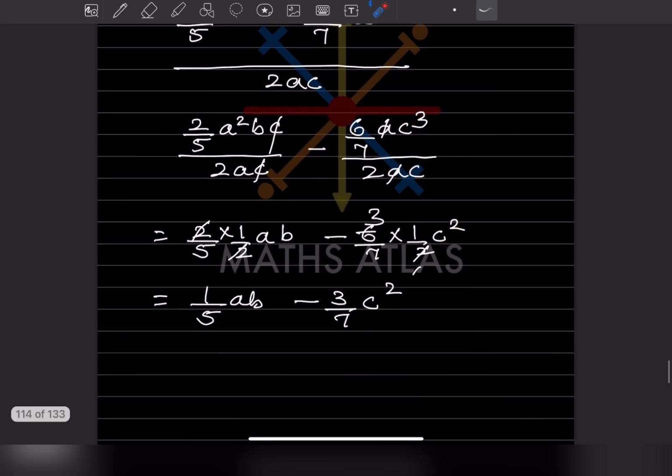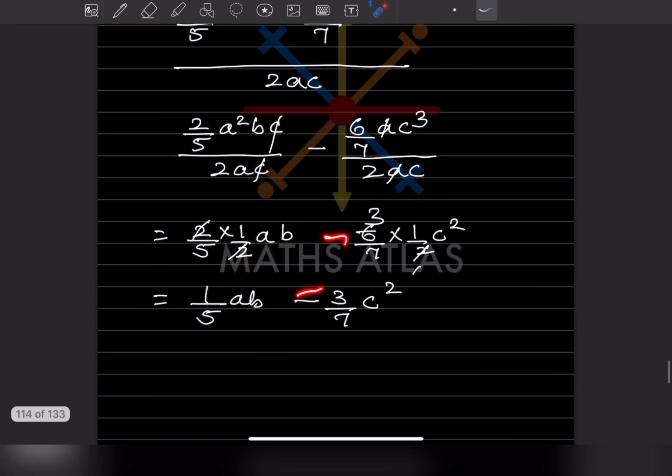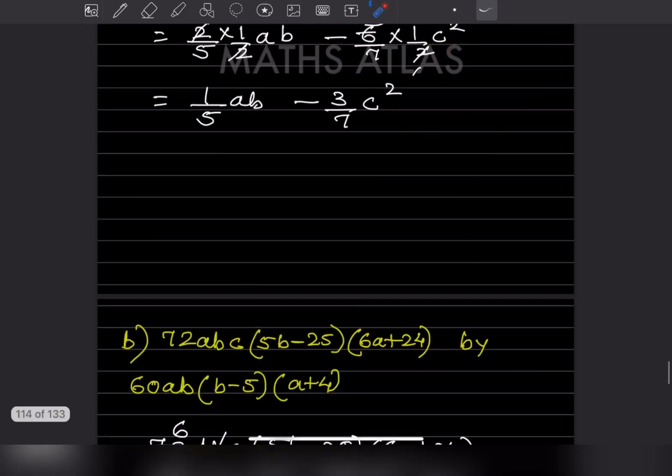Now again, 2 and 2 get cancelled here. 2 1s are 2, 2 3s are 6. So in the numerator, first we'll see the coefficient, that is 1 by 5, and this is ab. Now here minus, here is 3 by 7 and here is c squared. So this is the answer.